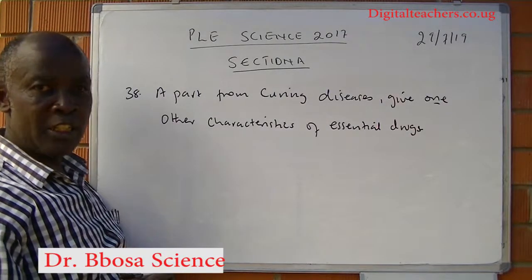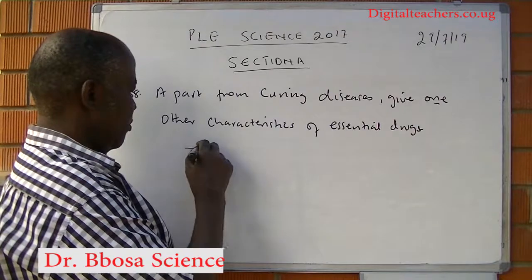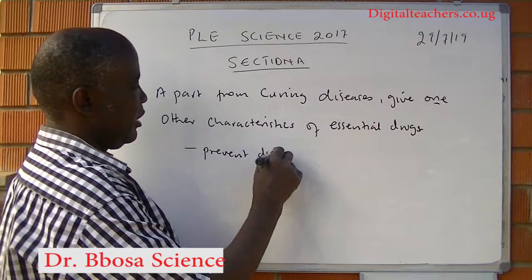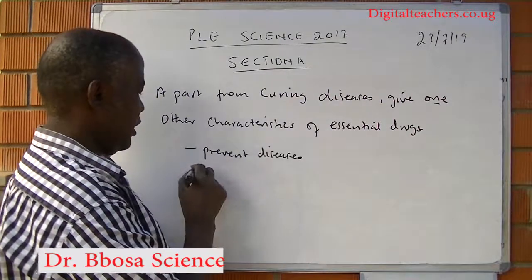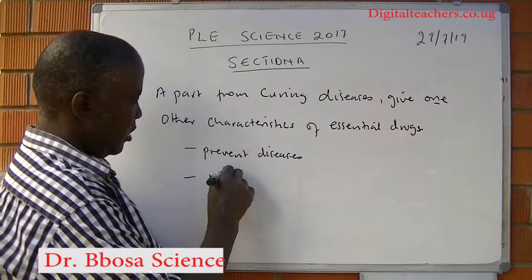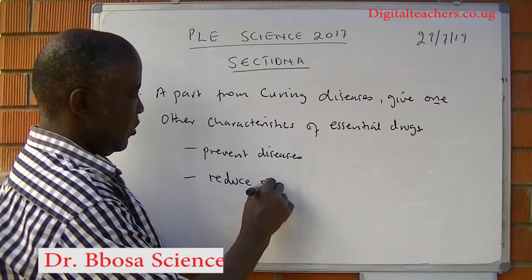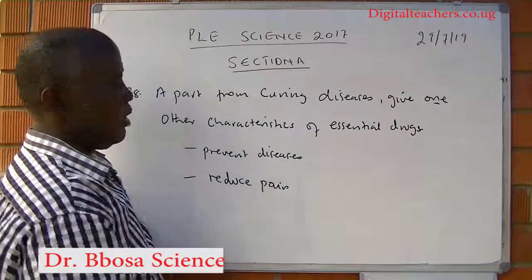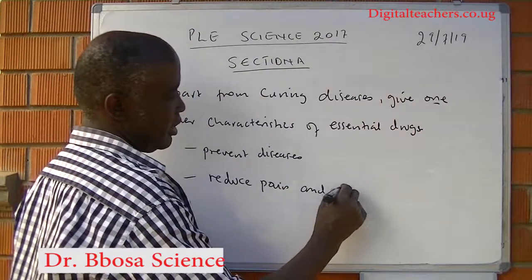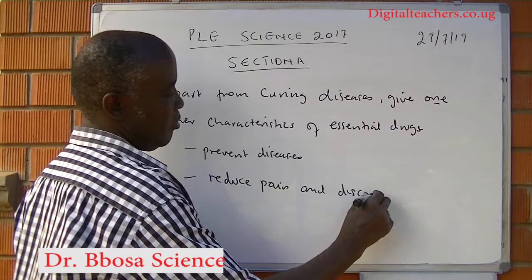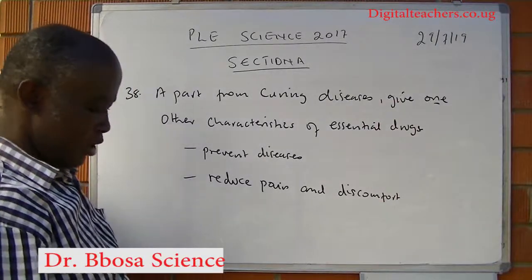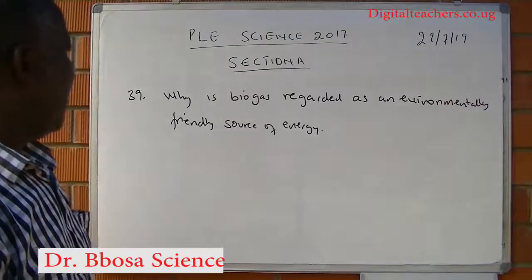Number 38. Apart from curing disease, give one other characteristic of essential drugs. They prevent diseases, reduce pain and discomfort.